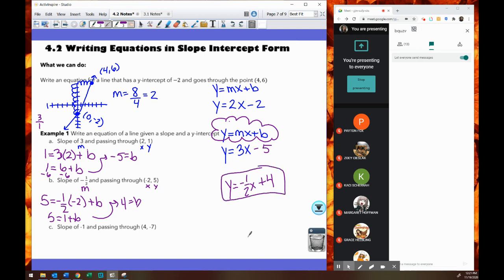So if you graph this equation, it's gonna have a slope of -1/2, and it's gonna go directly through that coordinate point. Try to do C on your own. You need a slope of -1, and it needs to pass through 7, -7, I'm sorry.